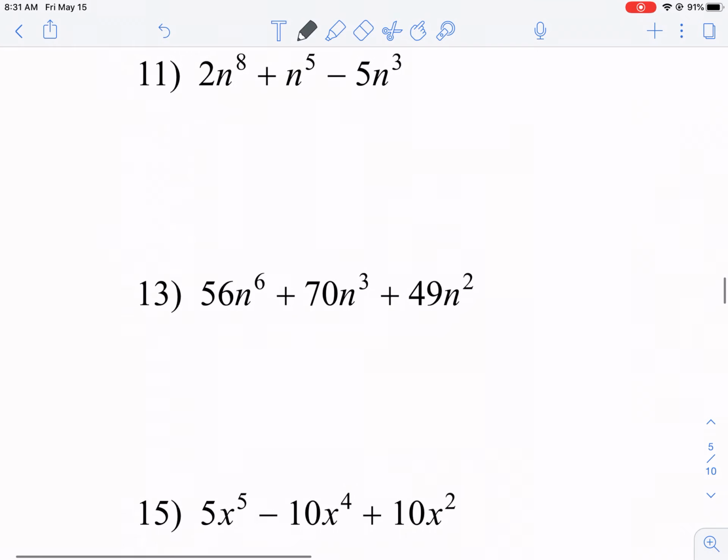Ooh, here, this looks like a tough problem. Let's go ahead and do number 13. Okay, first thing I'm going to do is look at the numerical coefficients. We have 56, we have 70, and we have 49.